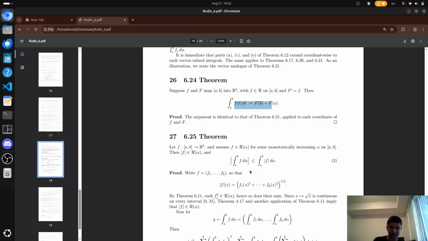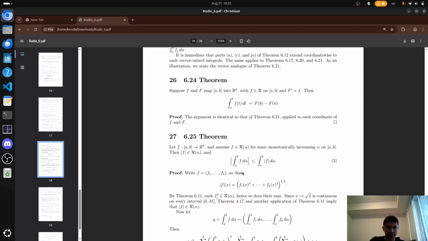And we have the following theorem. Let f go from [a,b] to R^k and assume f is in R(alpha) for some monotonically increasing alpha on [a,b]. Then the absolute value of f is in R(alpha), and the absolute value of the integral from a to b of f d alpha is less than or equal to the integral from a to b of the absolute value of f d alpha.